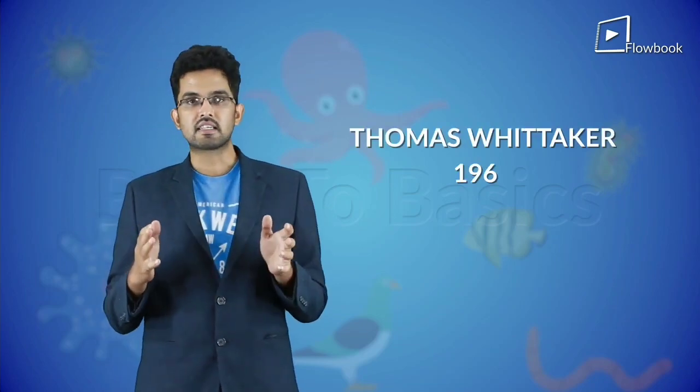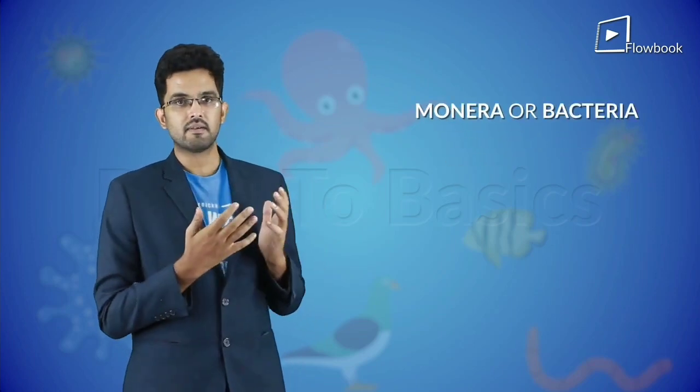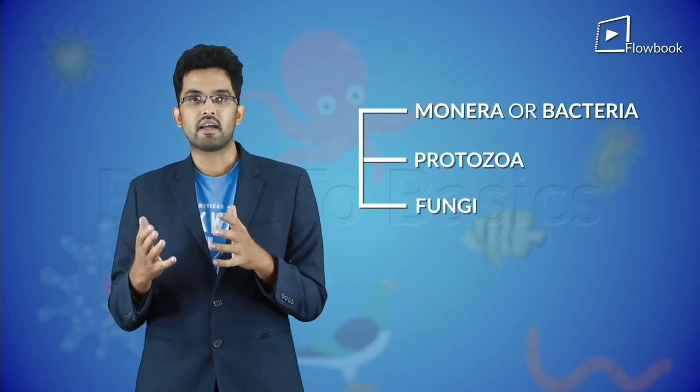But there were problems with this as well. He considered even protozoa, bacteria, fungi, etc. as plants, which we today know are completely different. That is why another gentleman, Robert Whittaker, in 1969 proposed a 5-kingdom system: Monera or bacteria, protista, fungi, and finally plants and animals.